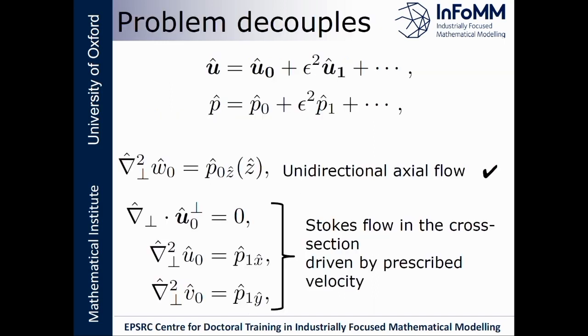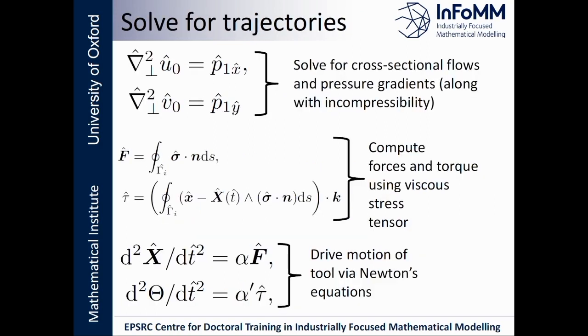So we pose the problem in this manner, and we look at an asymptotic expansion, where here our small parameter epsilon is the aspect ratio of the scope, so the ratio of its radius to its length. This problem decouples. And at leading order, we just recover unidirectional axial flow that we've already considered. And then at first order, we actually have Stokes flow in the cross-section that is driven by these prescribed velocity gradients. So we can then solve Stokes flow and get the velocity profiles within the cross-section.